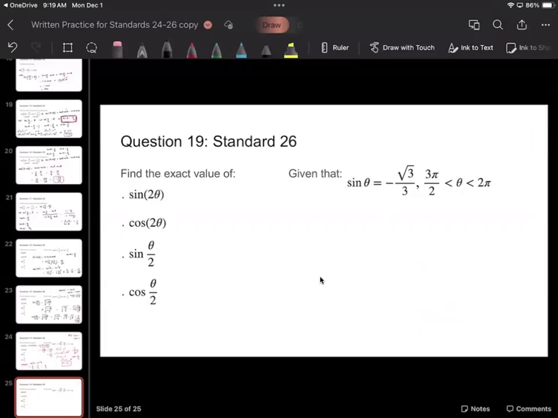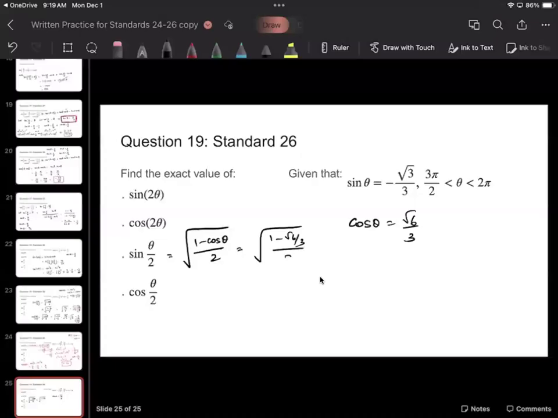So we found out cosine theta to be root 6 over 3. Remember that. These are all for the fourth quadrant, correct? So in the fourth quadrant, theta over 2 will be in the second quadrant. Sine is positive, so I'll just use the positive value and write square root of 1 minus cosine theta over 2, which is 1 minus root 6 over 3, all over 2. Simplify it, I will get 3 minus root 6 over 6, and I'll just leave it like that.